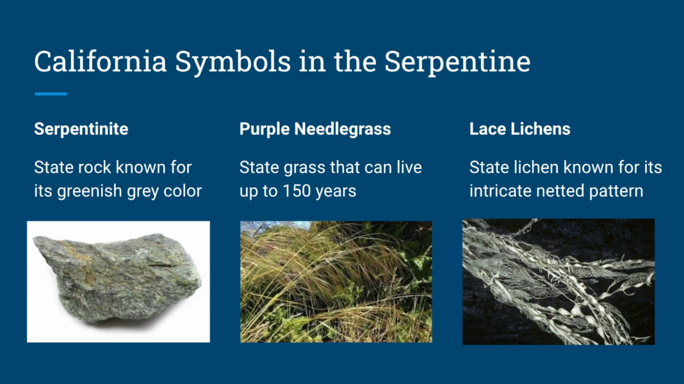Its seeds were used by Native Americans as an important food source. It's known for its long lifespan, pushing almost 150 years. And lace lichen, our state lichen, is known for its intricate netting pattern.